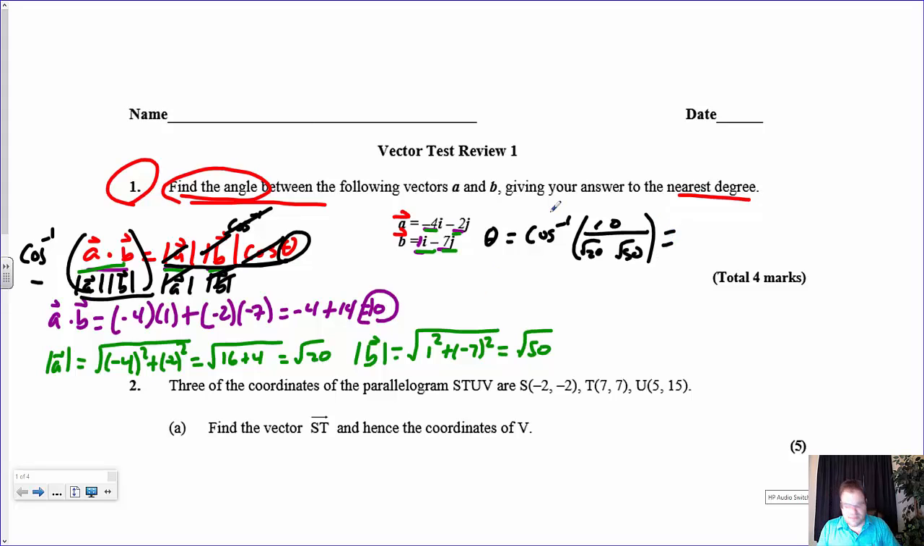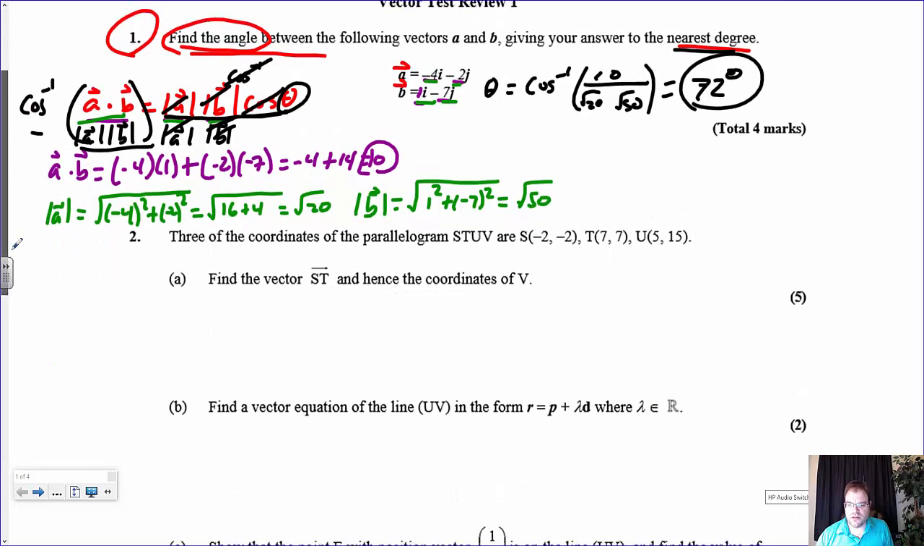If you type that into your calculator, making sure that you're in degree mode, because my computer here doesn't have the software I need to show you this, so I'm just going to do it on my calculator. You'll have a calculator in class, of course. So let's check this: cosine inverse on the TI-Nspire, 10 divided by root 20 times root 50. That's going to be about 72 degrees if you round it to the nearest degree. So that's going to equal 72 degrees. That's pretty much that.